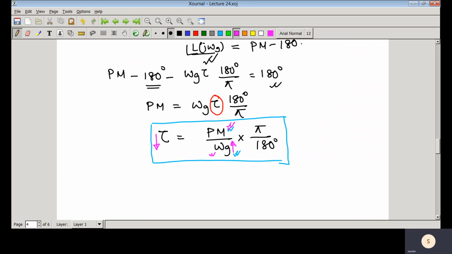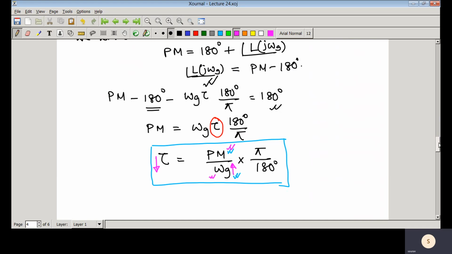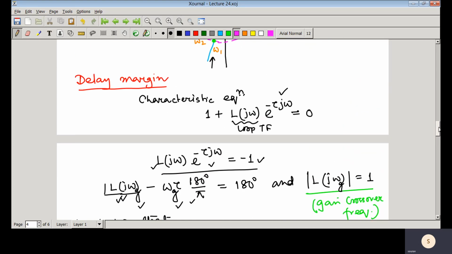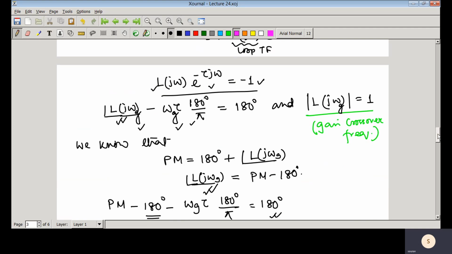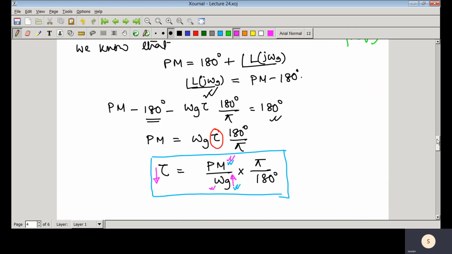So now, let us see what we have discussed so far. We have discussed three things: gain margin, phase margin, and delay margin, and they actually tell us the relative stability of the system.